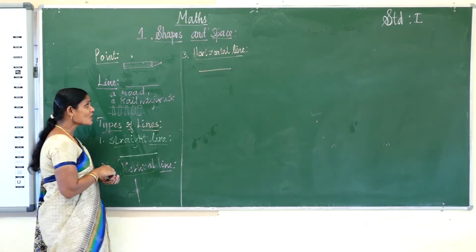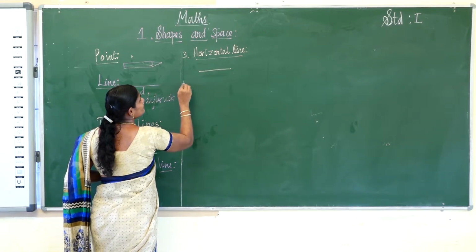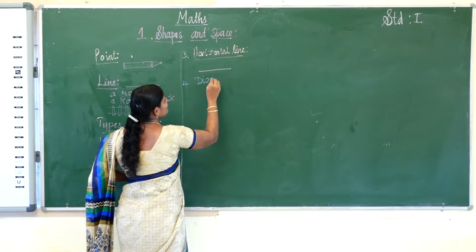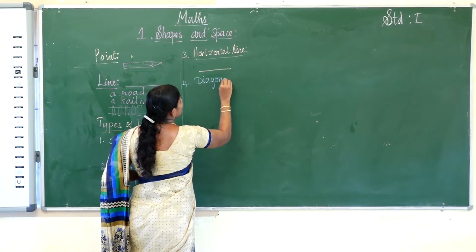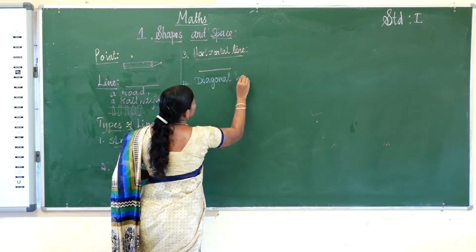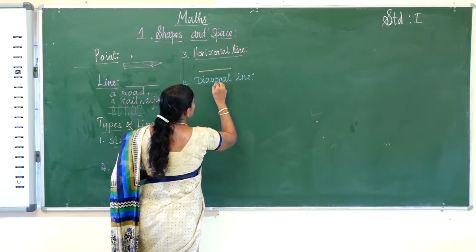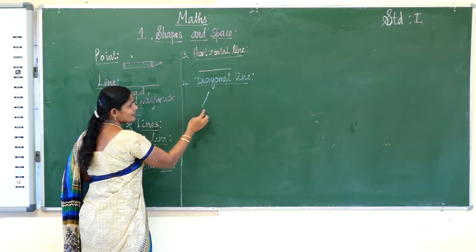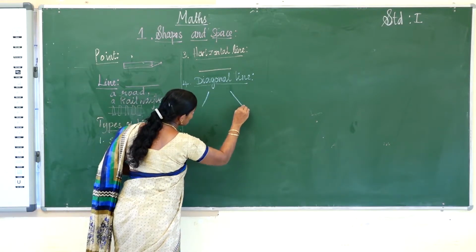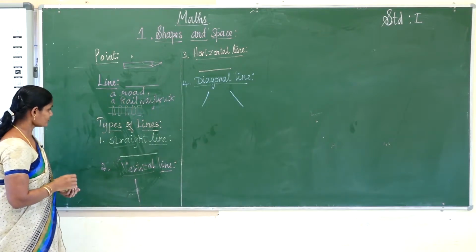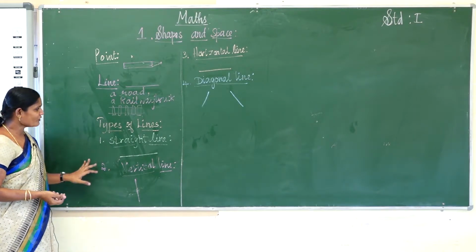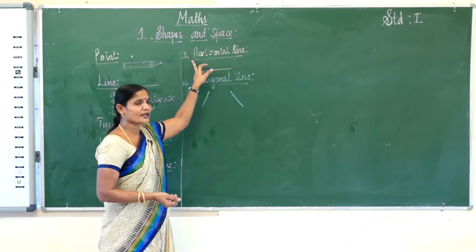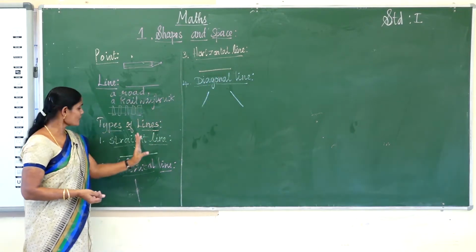The next one is diagonal lines. How do you draw diagonal lines? Like that. This is the diagonal line. This is also a diagonal line. So what are the types of lines? Straight line, vertical line, horizontal line, diagonal line. So there are four types.